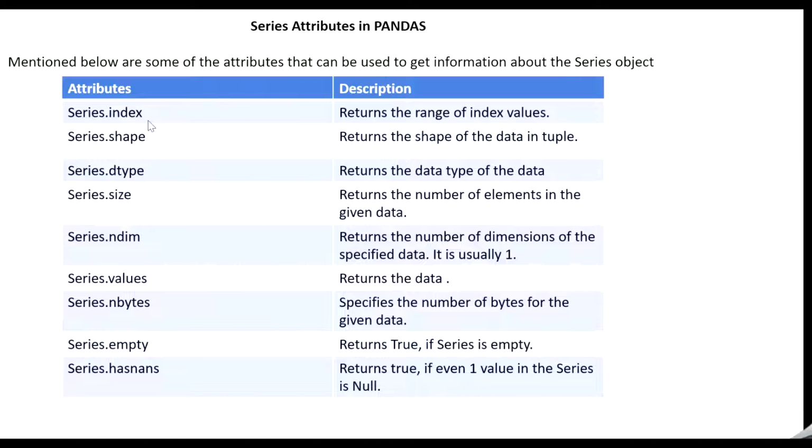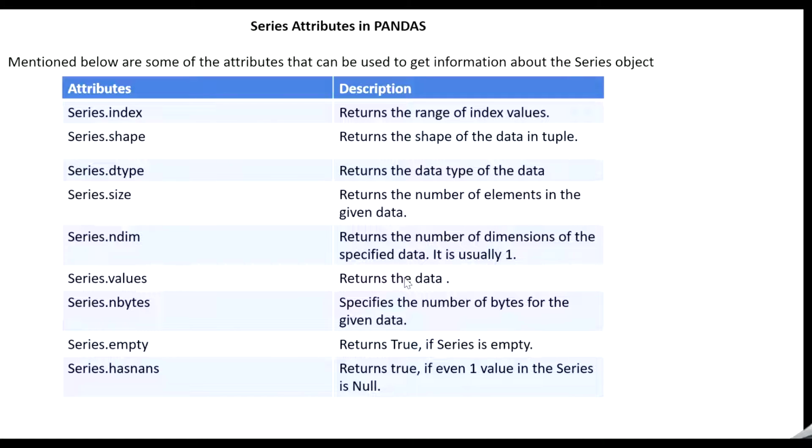Firstly is the series index. It returns the range of index values of the particular series. Series.shape returns the shape of the data in tuple format. Series.dtype returns the data type of the data present in the series. Series.size returns the number of elements present in the series. Ndim gives the dimension of that particular series. Since series is a one-dimensional data structure, usually we get the value as 1.